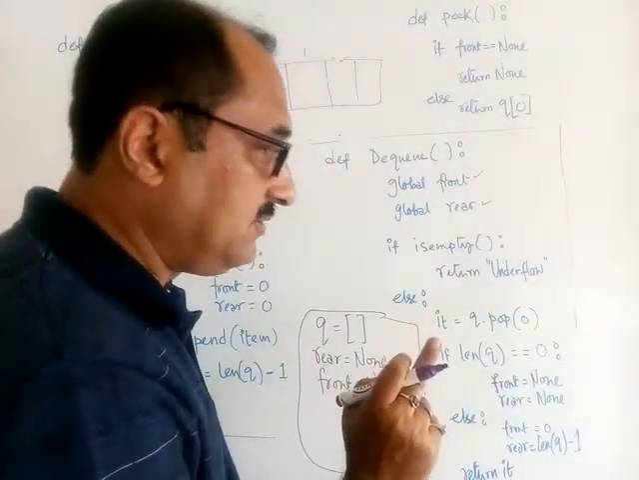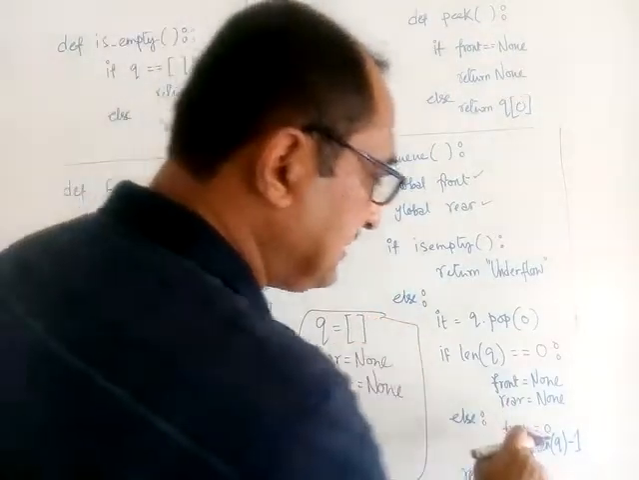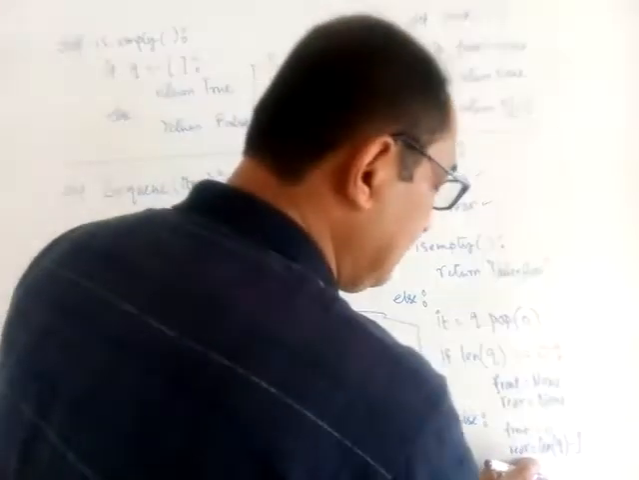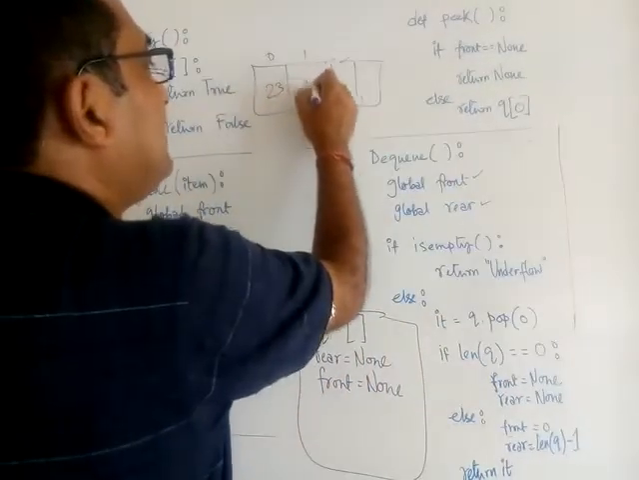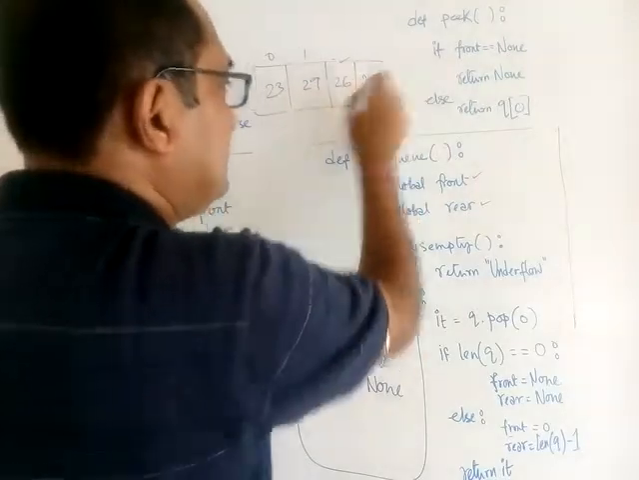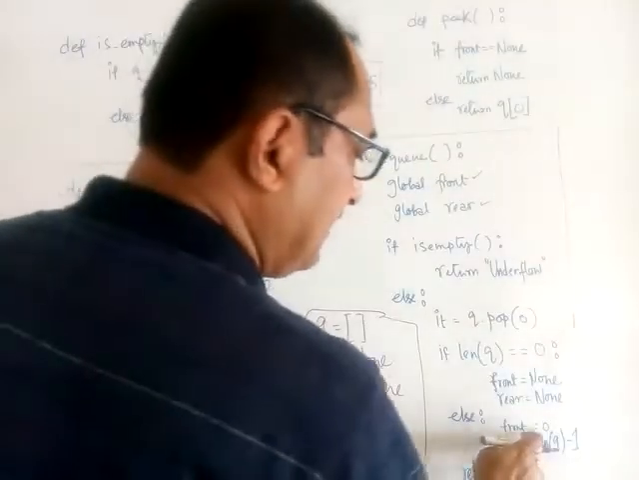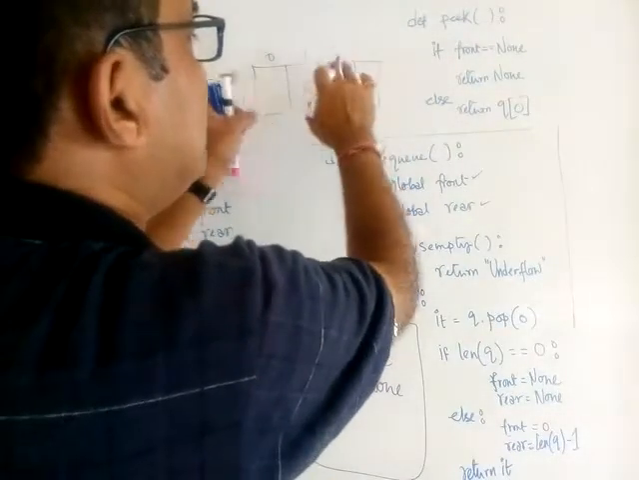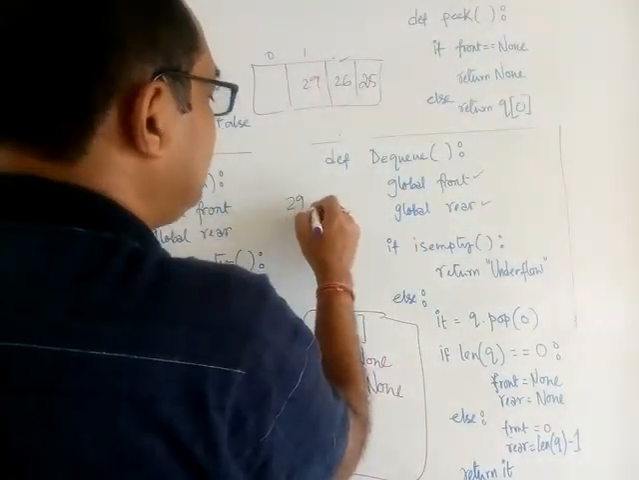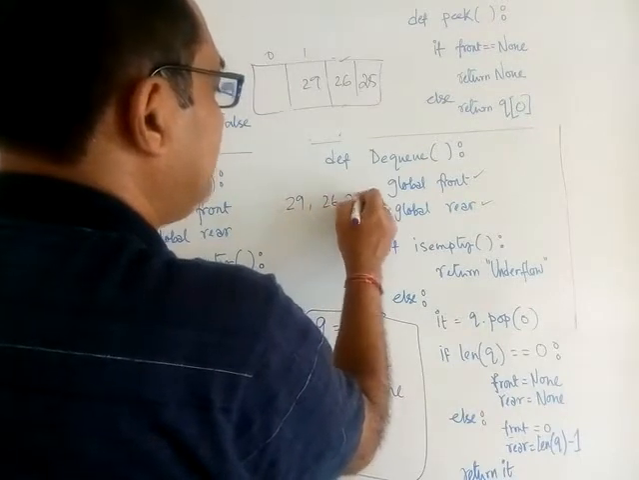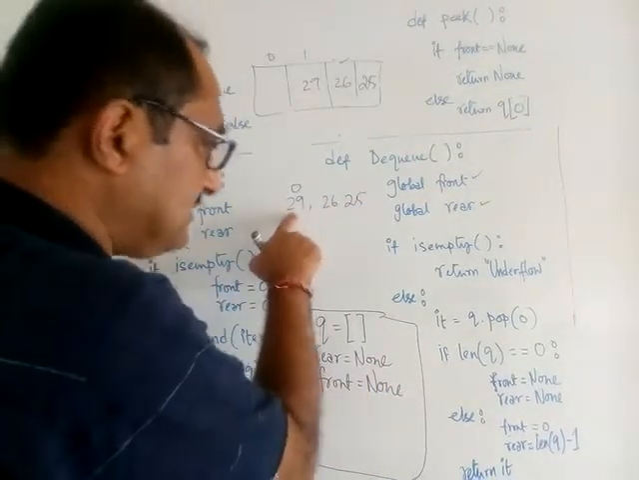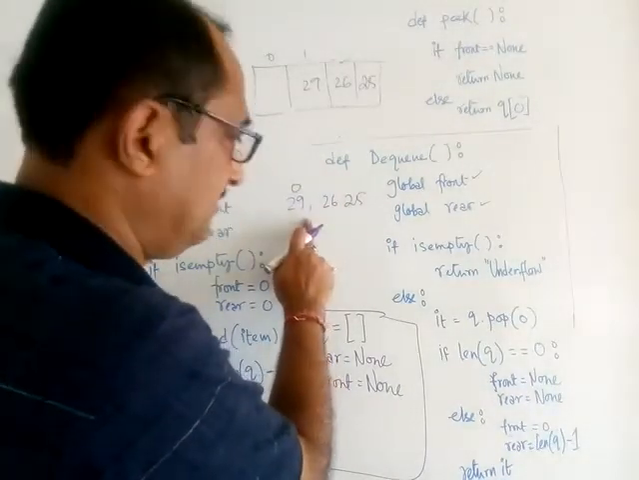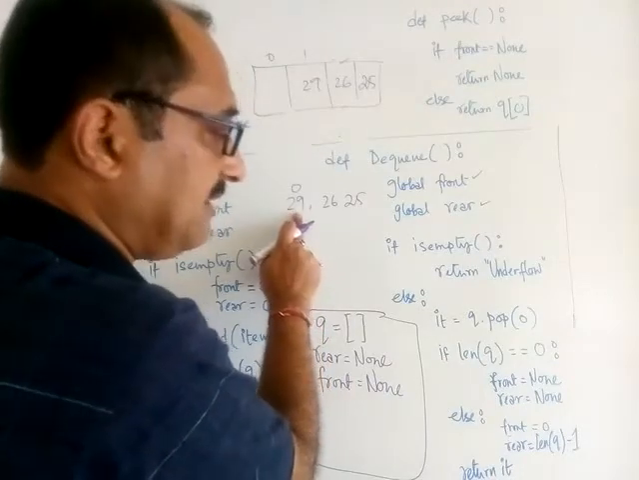Else, that means if the length is not 0, then what should I do? I should set front to 0 always, because front has to be 0. And rear, supposing we have 23, 29, 26 and 25. I'm explaining you once again. Front equal to 0. Why? Because we have removed this one. So if the list rearranges itself to 29, 26, 25, this will become my 0, and this is supposed to be my front. The first element from the left becomes the front position. Right? So this will become my front.